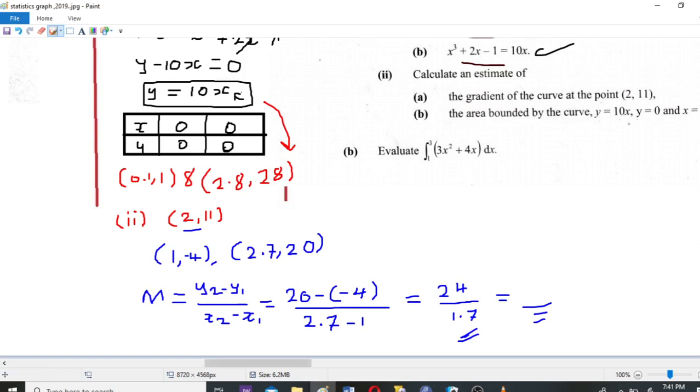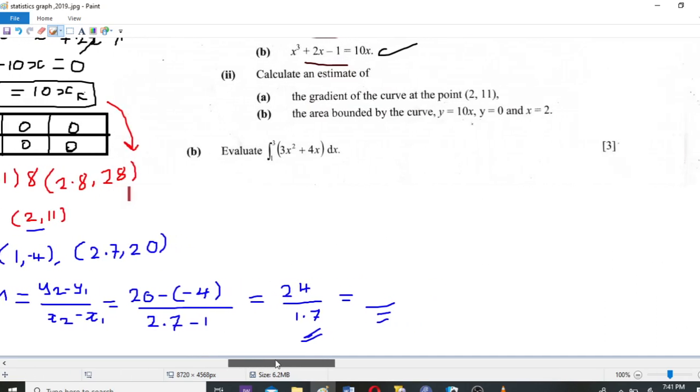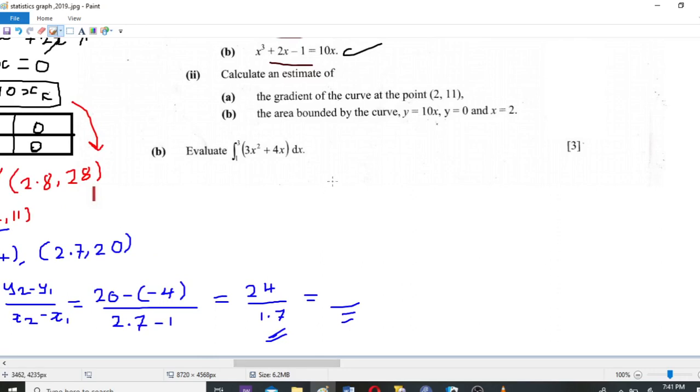So you can answer the last question there. We need to estimate the area. That will be our last question, and that's B. So we can write it here. That's 2B, and the previous one was our 2A.